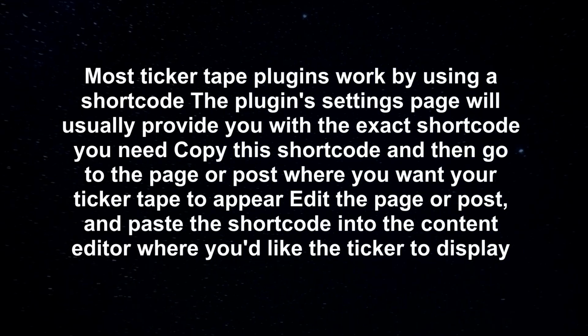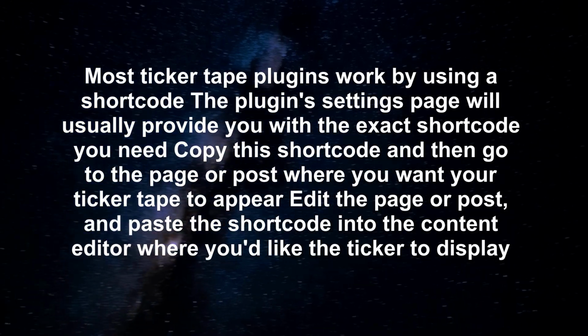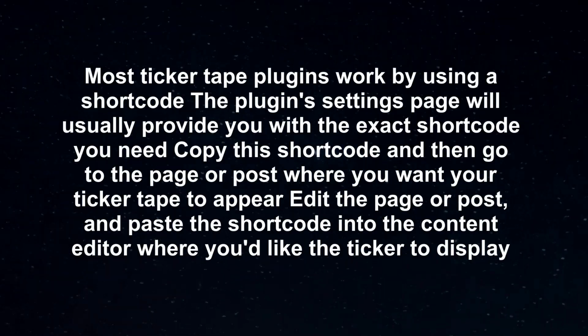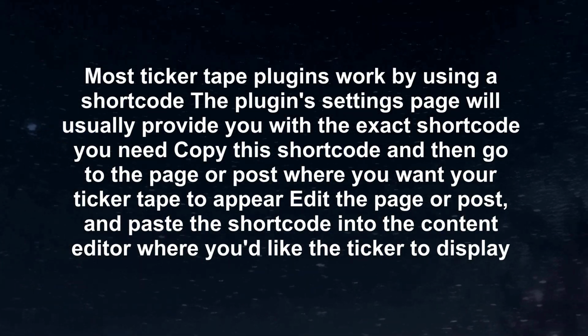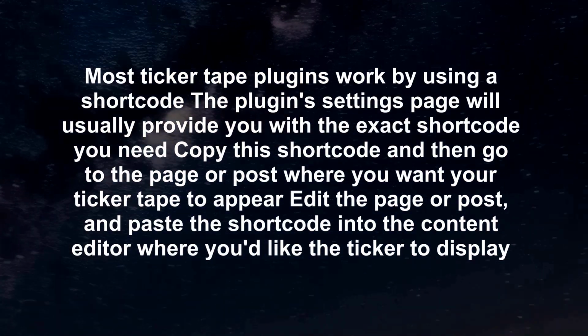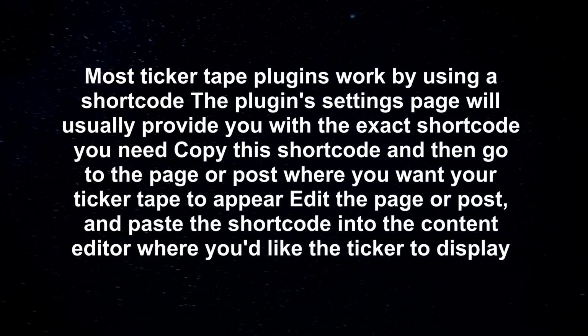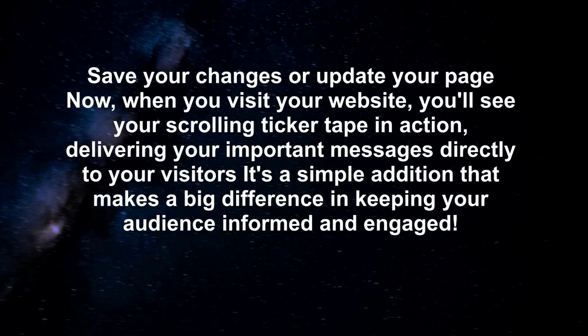Most ticker tape plugins work by using a shortcode. The plugin settings page will usually provide you with the exact shortcode you need. Copy this shortcode and then go to the page or post where you want your ticker tape to appear. Edit the page or post and paste the shortcode into the content editor where you'd like the ticker to display. Save your changes or update your page now.